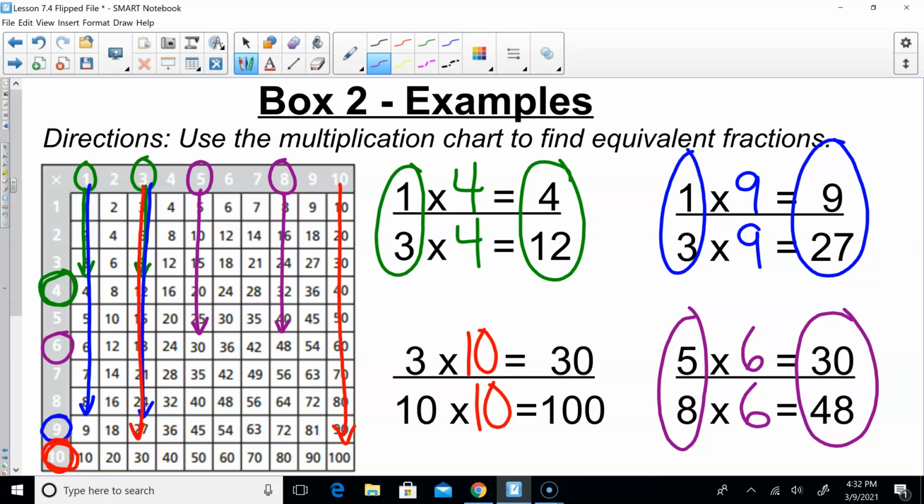So you can pause the video right now, write down those problems. And realistically, you probably realize you could do all of this in your head without the multiplication chart. But it was there as a guide to show you how this chart actually works to help us find equivalent fractions.